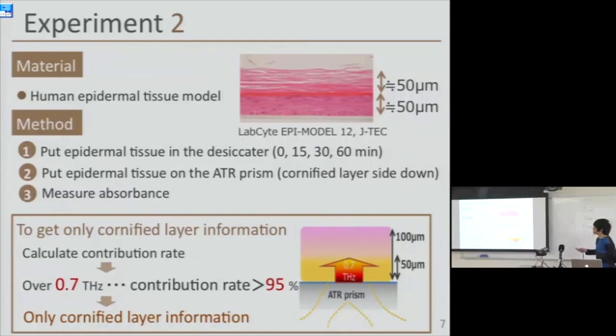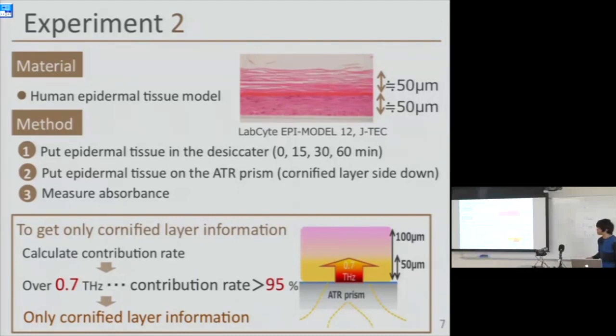The cornified layer is about 500 micrometer, and the other layer thickness is also about 50 micrometer. Firstly, I put the epidermal tissue in the desiccator for 0 to 6 minutes. I change the water content in the cornified layer by putting the epidermal tissue in the desiccator, and I put the epidermal tissue on the ATR prism and measure absorbance. To get only cornified layer information, I calculated the contribution rate.